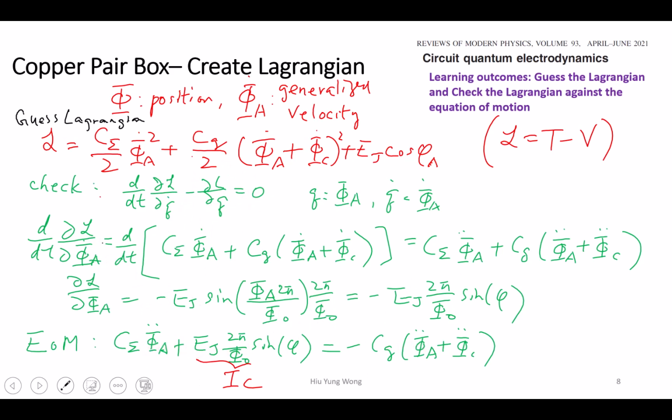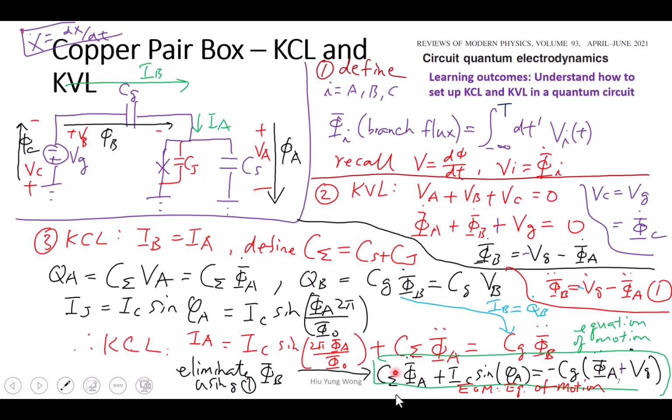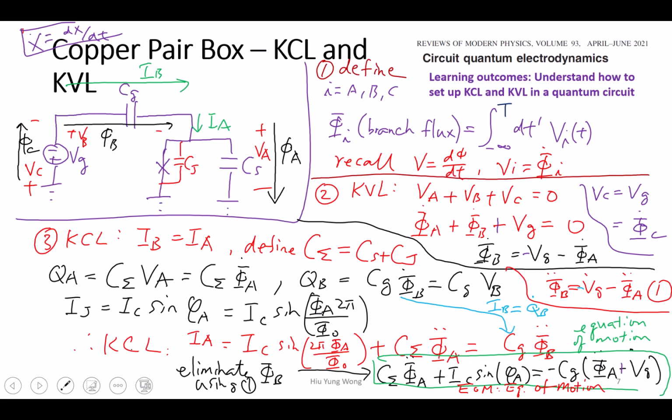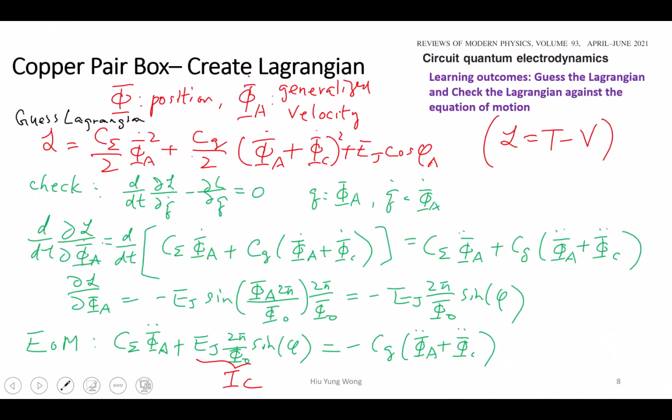Now you compare to this equation of motion: summation phi A dot dot plus the IC something minus CG. Summation phi A dot dot plus IC something minus CG. They are exactly the same, right? Because VG dot is just equal to phi C dot dot. VG equals phi C dot, so VG dot equals phi C dot dot. This one is just equal to VG dot.